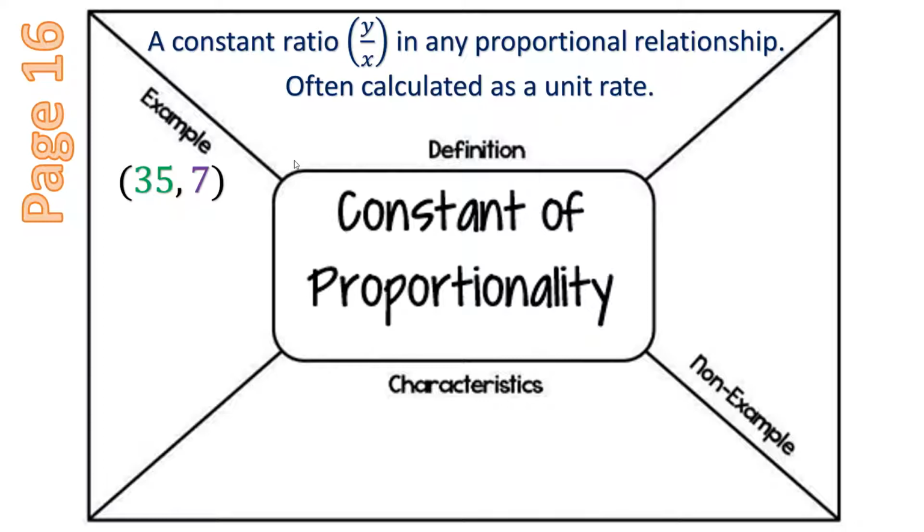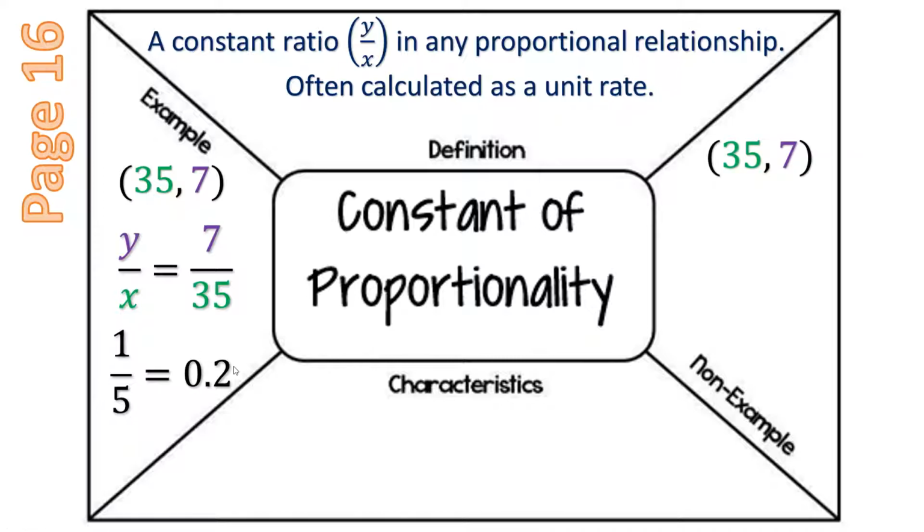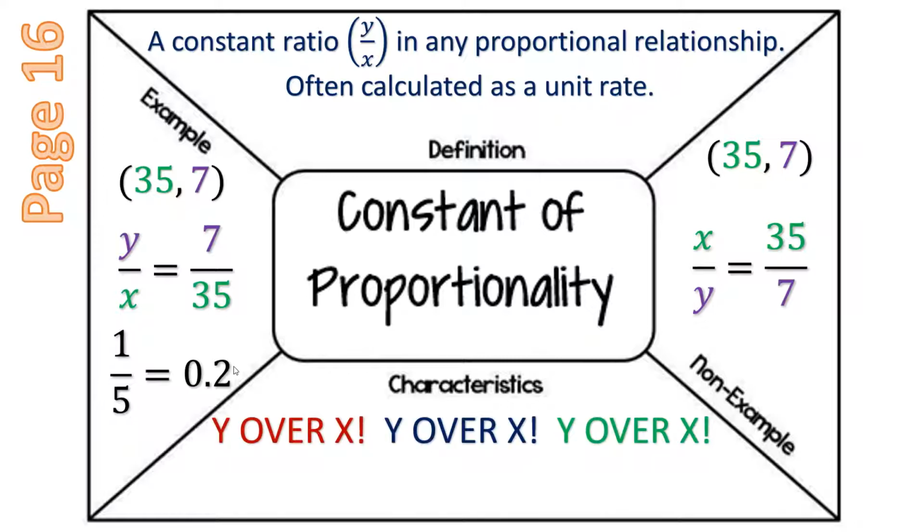So if we have an ordered pair 35, 7, the y over x would be 7 over 35, and we could simplify that to 1/5. And if we do 1 divided by 5 or 7 divided by 35, we could also change this to a decimal, and it would make sense to change it to a decimal if it was money. This would represent 20 cents. Over here, we have our non-example. So if we do x over y, that is not the constant of proportionality, it's the inverse. And so that would be our non-example.